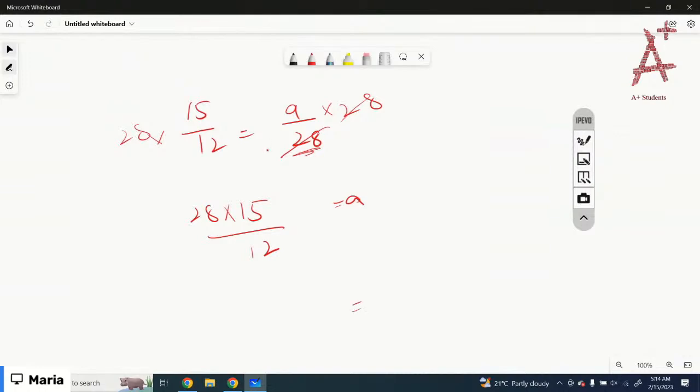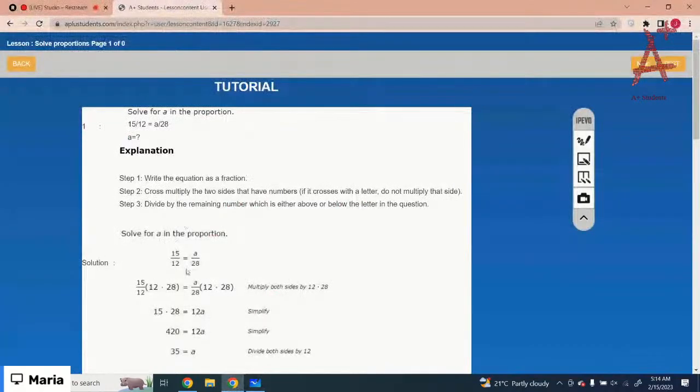You can either divide them by a common factor or just multiply them using a calculator and then divide. Let me multiply them using a calculator and then divide. 28 times 15 is 420, and then divided by 12. So 420 divided by 12 equals 35. That means the value of A in the proportion is 35. So the correct option here is 35.